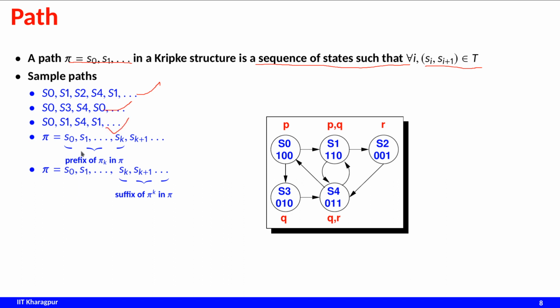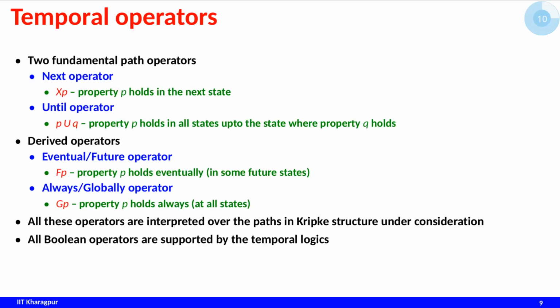And there are some terminologies. So this part will be called the prefix of pi k. Similarly, this part will be called the suffix of pi k. So those are some terminology. Now the stuff that we really need to know is the set of temporal operators. So the two most fundamental operators are next and until.